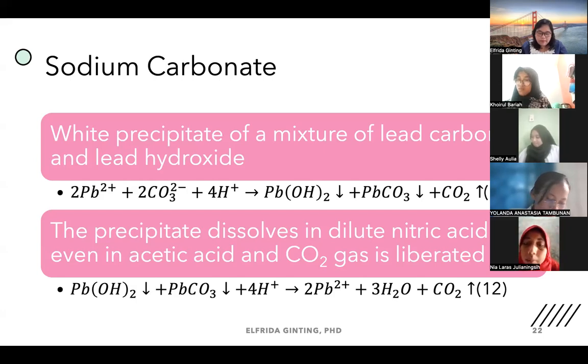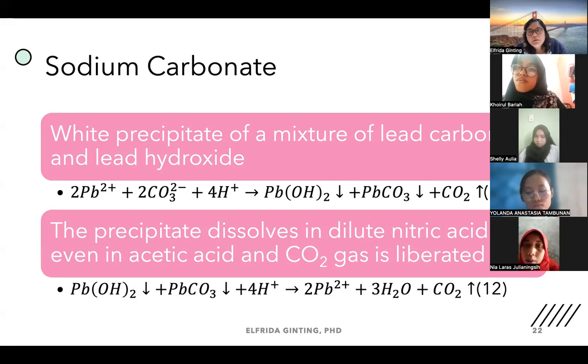Ma'am, sorry, I want to ask. There is a first reaction, ma'am. There are two precipitates. How can we differentiate the two of them? Because there is a precipitate, right? Okay. Yes. What is the color?